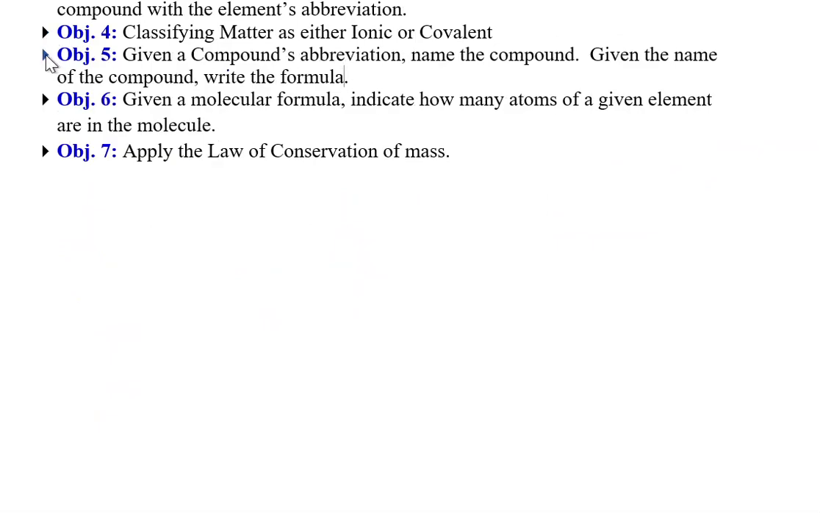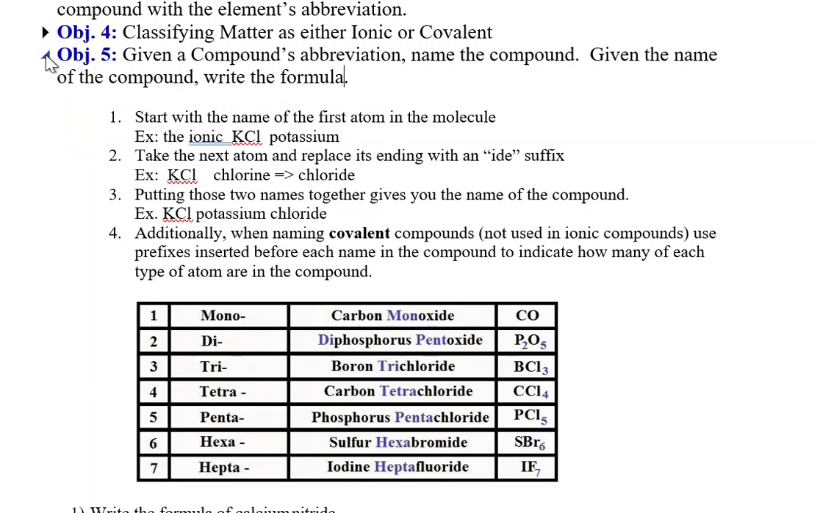Objective 5. If I give you a compound's abbreviation, I'm going to want you to name the compound. And the other way around, if I give you the name of the compound, I want you to write the formula. So let's do this. We'll start with a compound like KCl. And if we're going to name that, you start with the name of the first atom. So you're going to have to figure out what K stands for. In this case, K stands for potassium. And so the name of this compound is going to start with the word potassium because it has potassium in the beginning of it.